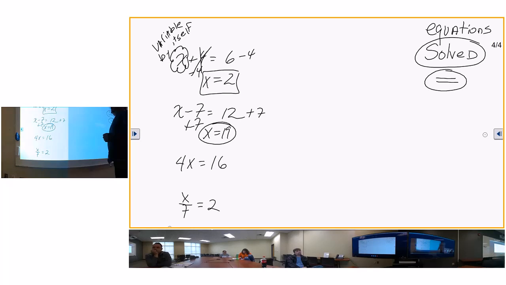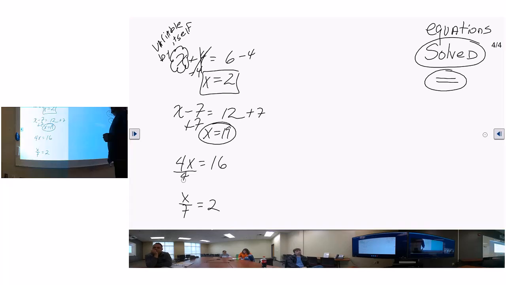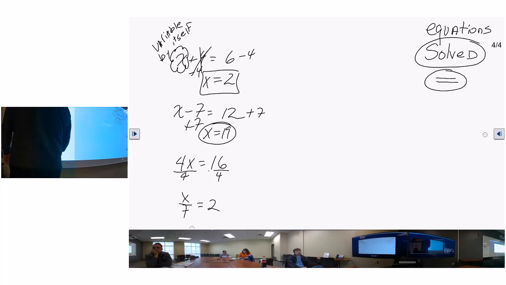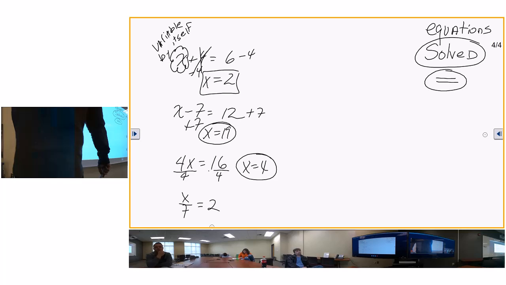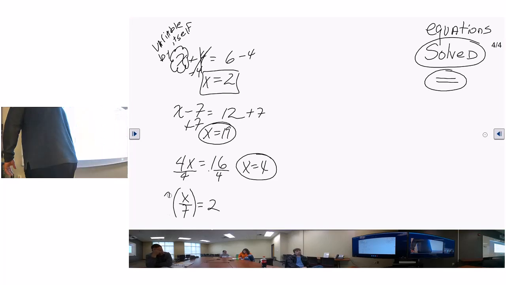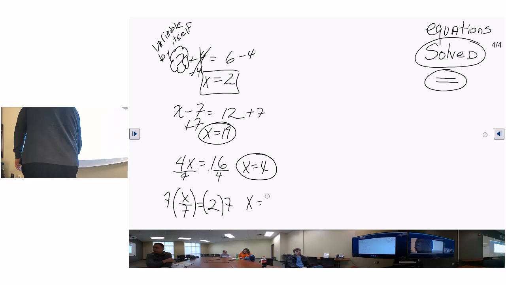How do you end up undoing multiplication? You divide. If you divide by 4 on one side, you've got to divide by 4 on the other. X is equal to 4. 4 times 4 is 16. Check it. How do you undo dividing by 7? Multiply by 7. If you do it on one side, you do it on the other. X is equal to 14.